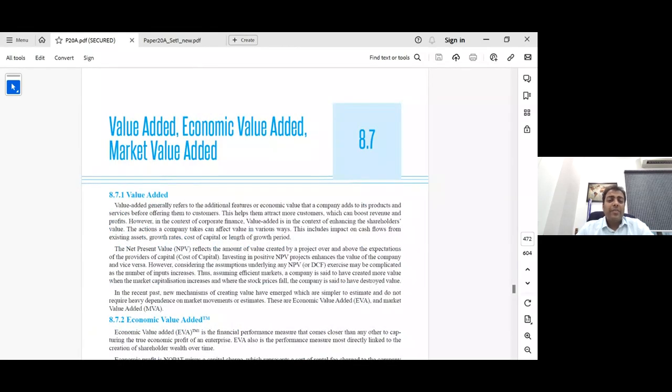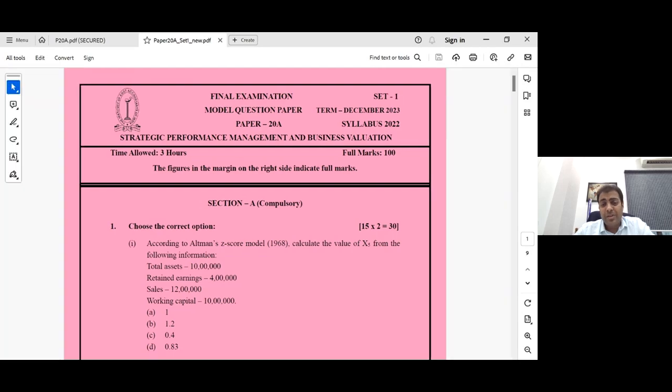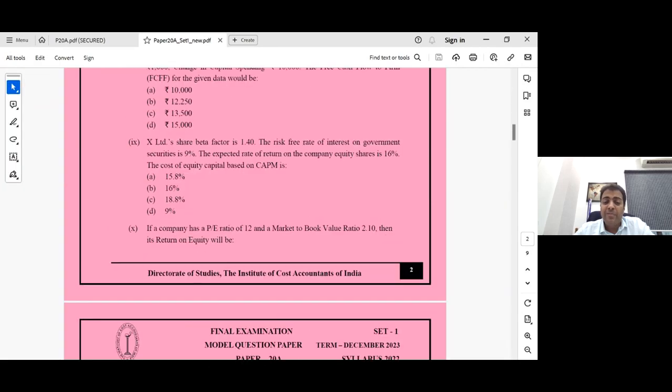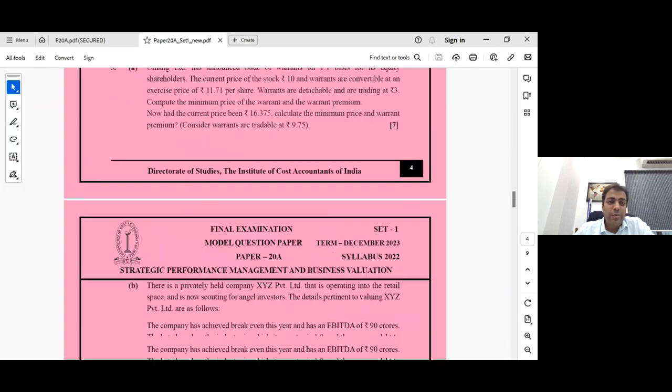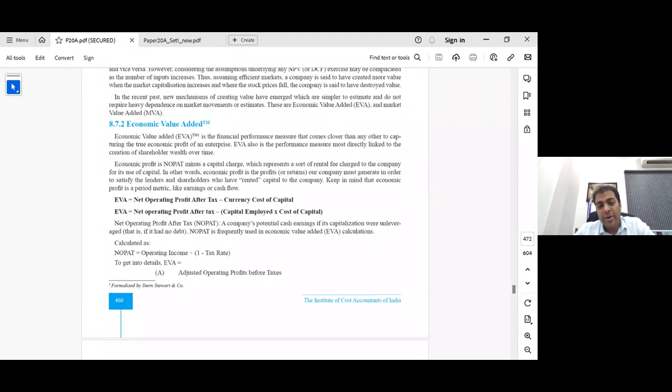Next, you have value added, a very important part. In fact, I was going through your model question papers and I could see the question on economic value added as well there, right? If you look at the model question paper, it has questions on EVA, MVA, and I'm sure that you can expect questions on EVA, MVA, economic value added and market value added. What is economic value added? It's a very interesting concept, right?